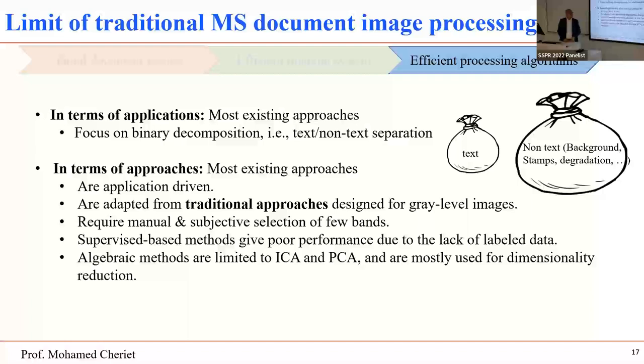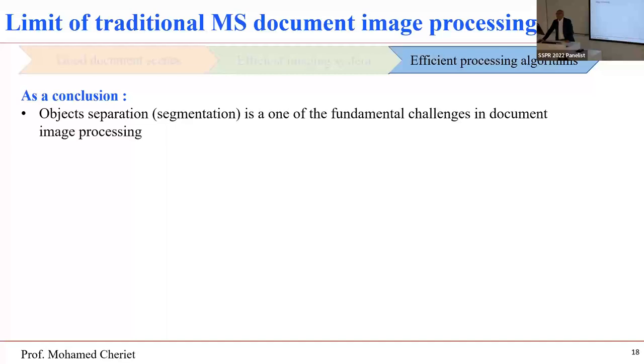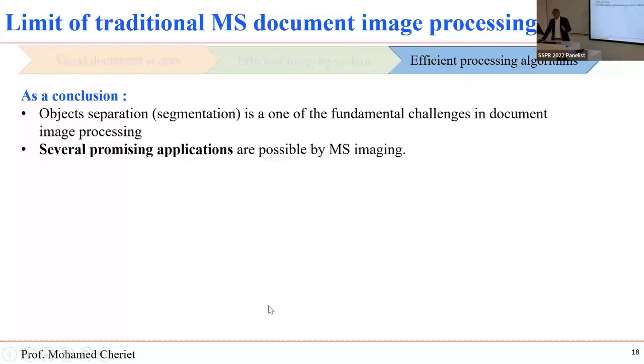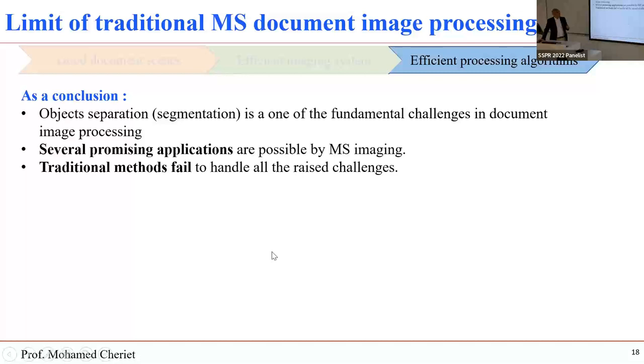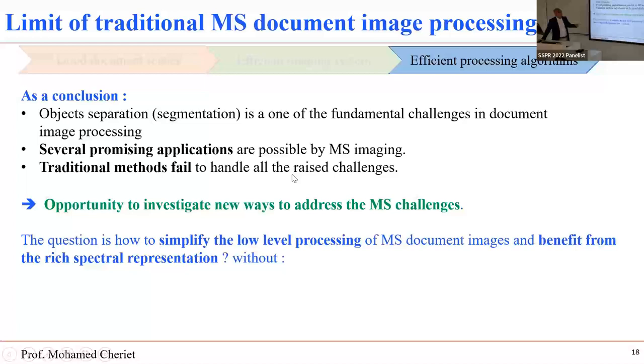This is why today we try to pose the problem in a certain way, to have the opportunity to extend our understanding of algebraic methods. So the conclusion is we are dealing with object separation, if this premise is correct. The second is that several promising applications are possible with multispectral imaging, and traditional methods fail to handle all the raised challenges. So we have an opportunity here for the community to seek new ways to address this MS problem.